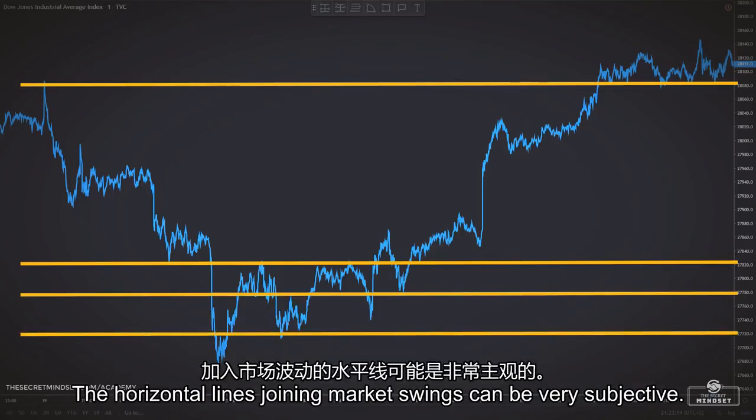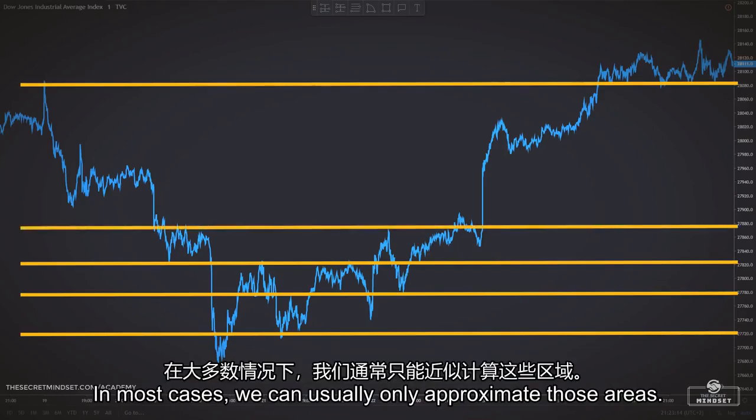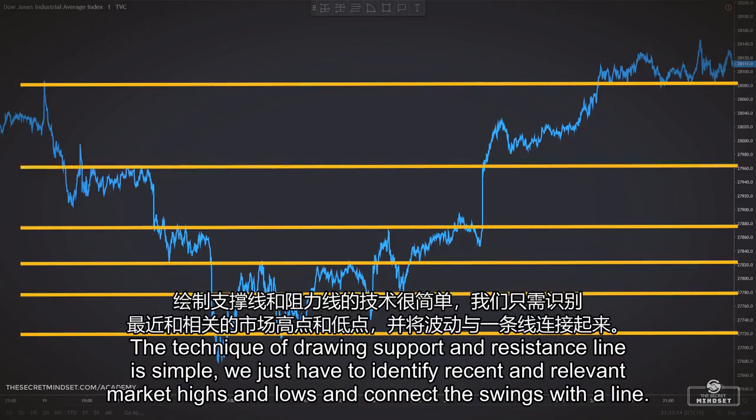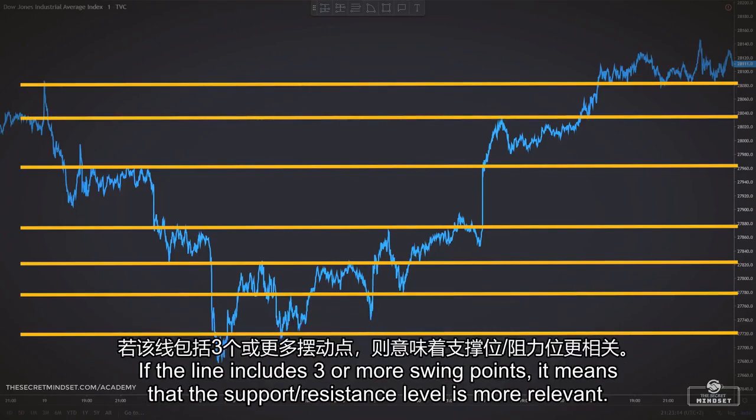The horizontal lines joining market swings can be very subjective. In most cases, we can only approximate those areas. The technique of drawing support and resistance lines is simple. We just have to identify recent and relevant market highs and lows and connect the swings with a line. If the line includes 3 or more swing points, it means that the support or resistance level is more relevant.